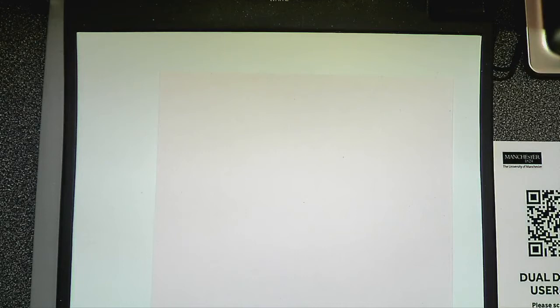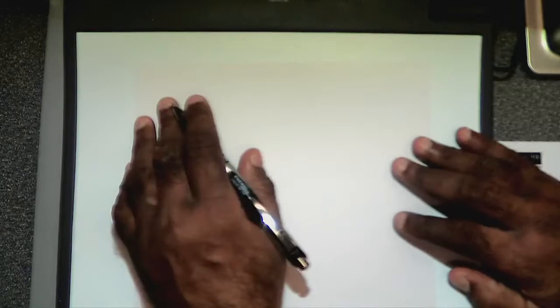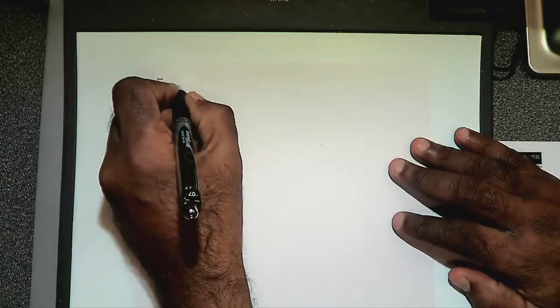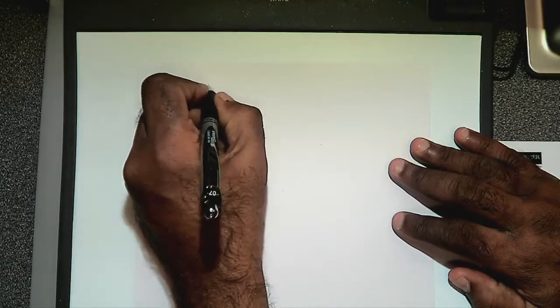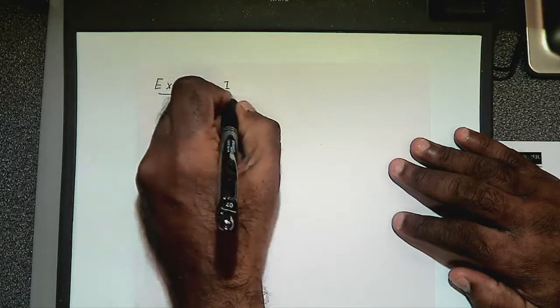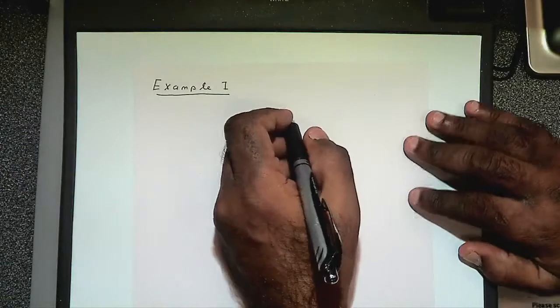Okay, now what I'm going to do, guys, is to do some examples, right? So let me start with one example. Example 1. Hope you can see this. Example 1.